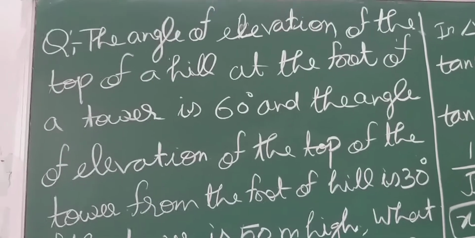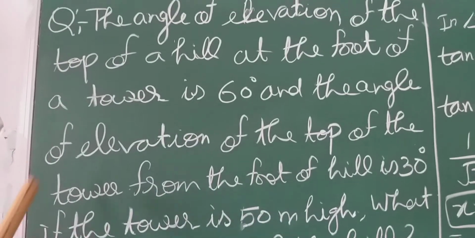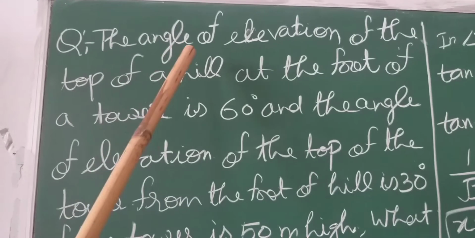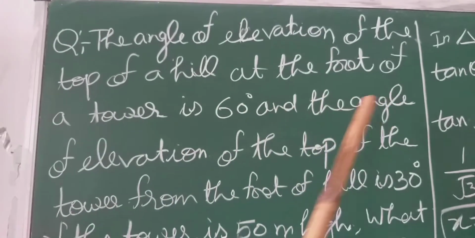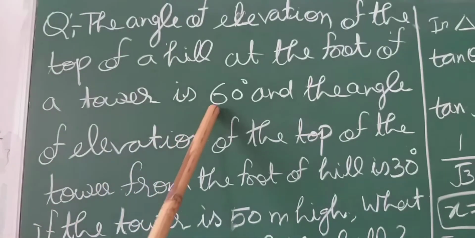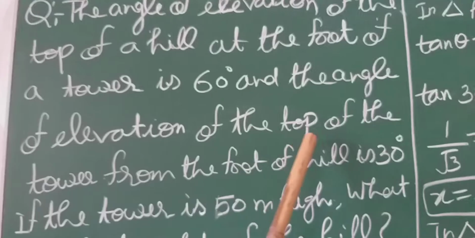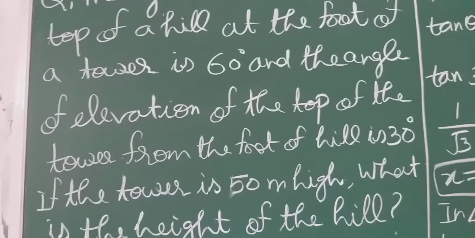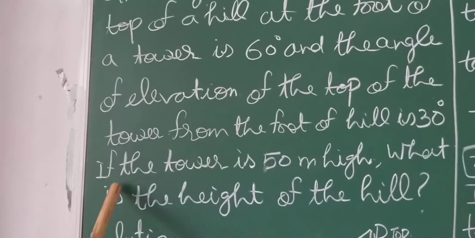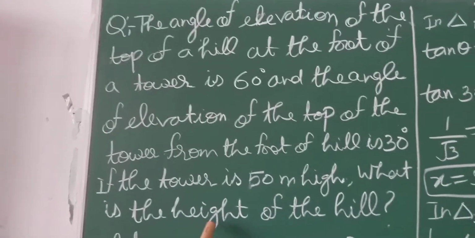Hello students, let's solve more questions of height and distance. So question number 1: the angle of elevation of the top of a hill at the foot of a tower is 60 degrees, and the angle of elevation of the top of the tower from the foot of the hill is 30 degrees. If the tower is 50 meters high, what is the height of the hill?